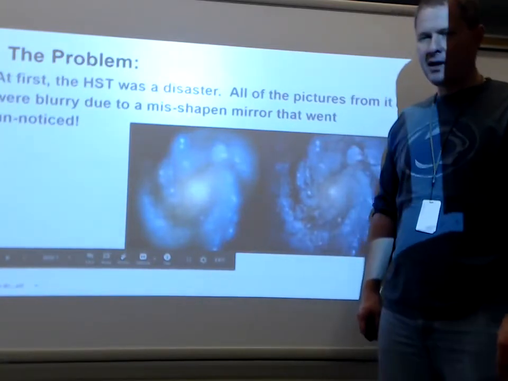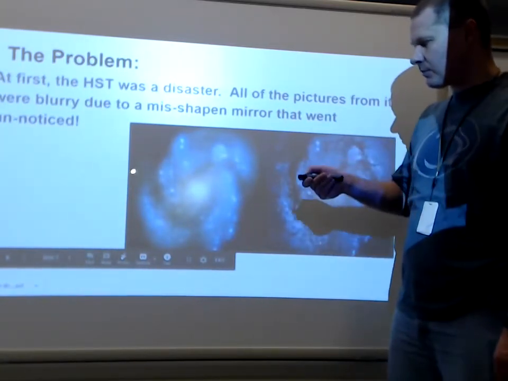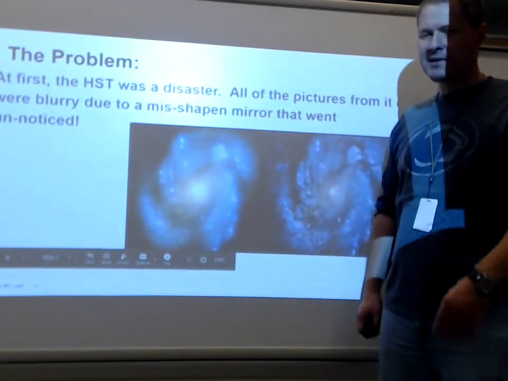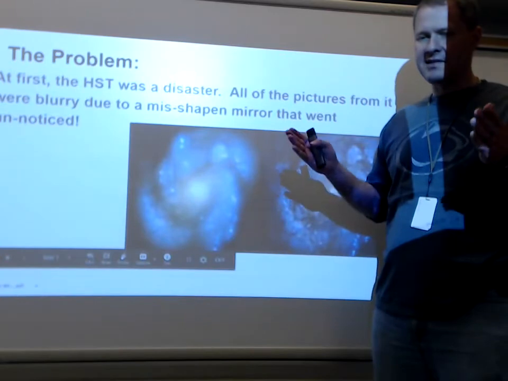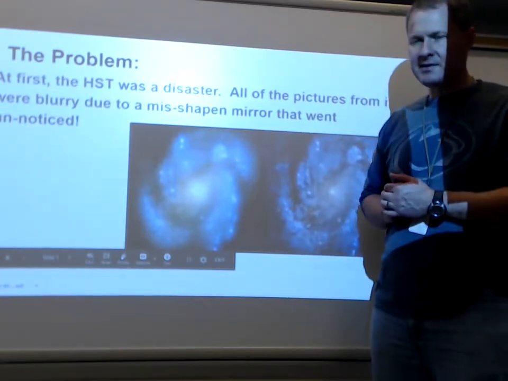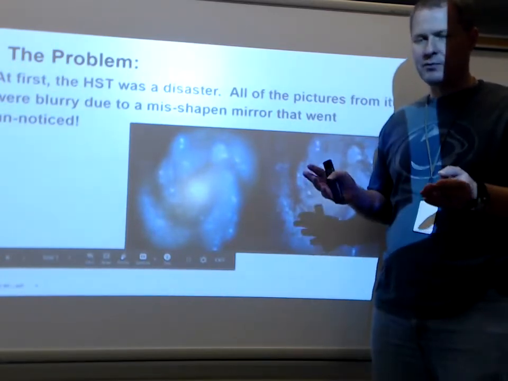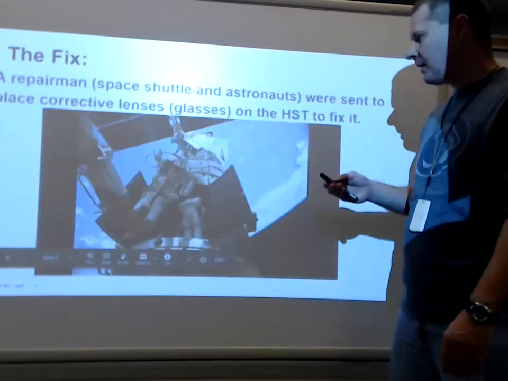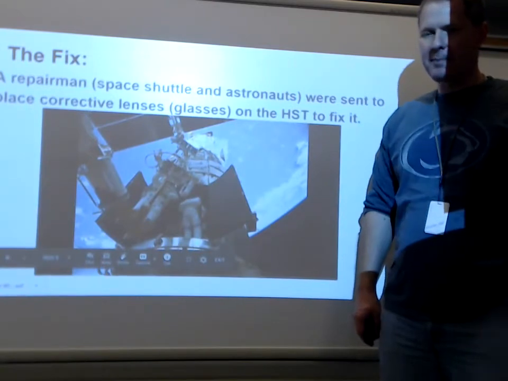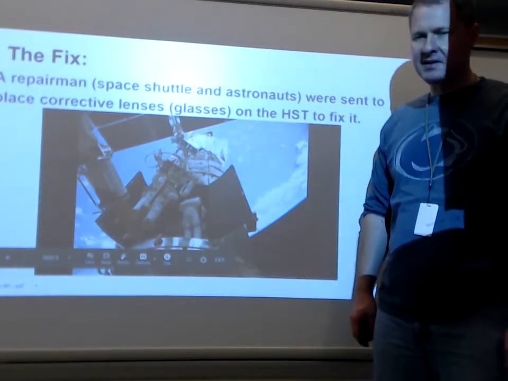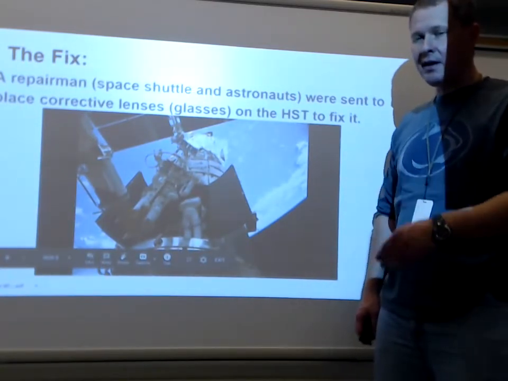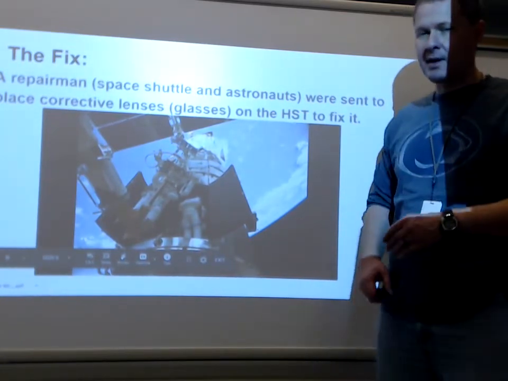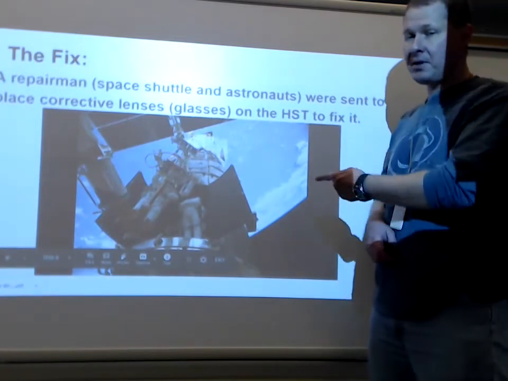Now when it first went up, the Hubble produced images that were all fuzzy and blurry. That's bad. It's because the mirror inside it was very slightly, by less than the thickness of a human hair, off, the wrong shape. So what could they do? They sent astronauts up to basically put corrective lenses, like eyeglasses, on Hubble so that it would from then on see clearly. Just like you might wear contacts or glasses, so does Hubble.